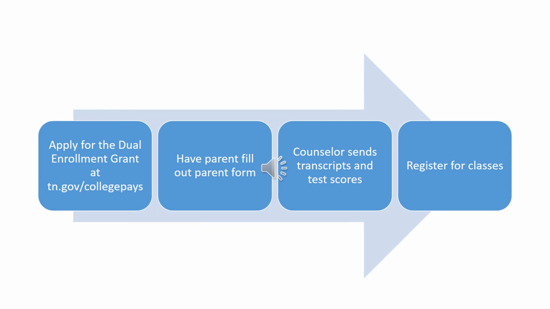Your parent will also receive an email with a link to the parent form. Make sure they have your student number in order to fill out the parent form, which gives you permission to be a part of the dual enrollment program. Your counselor also has a similar form to fill out as a high school recommender to the dual enrollment program. They'll also send us your transcript and any test scores that we may need.